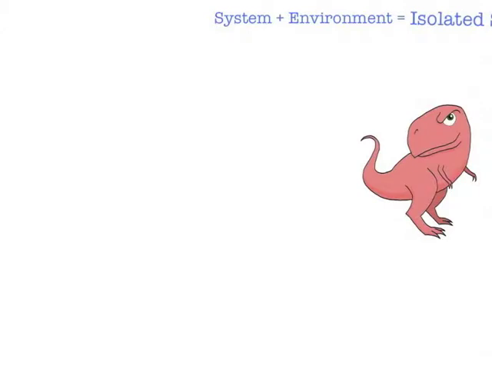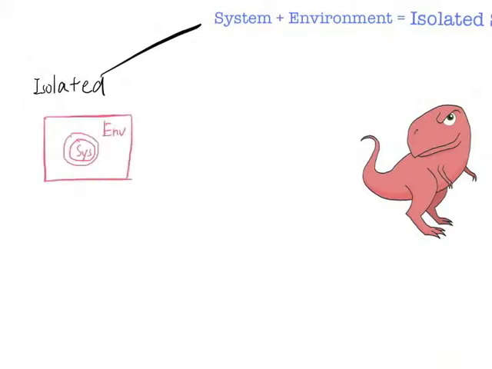Now there are three types of systems. An isolated system does not exchange matter or energy with the environment. We represent it like that, with two solid barriers between the system and the environment. In real life, there isn't a perfectly isolated system. And the closest thing I can imagine would be something floating, I guess, in space, not influenced by gravity or light.